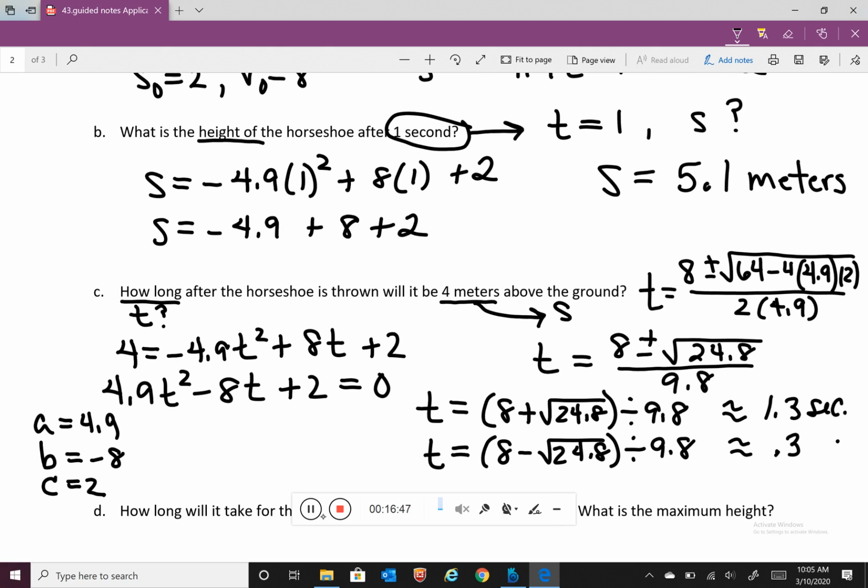0.3 seconds. And I want you to think about the fact that this horseshoe started at a height of 2 meters. And so when it's going to be 4 meters is when it's going up as well as when it's coming down. So that's why we're getting two answers there.